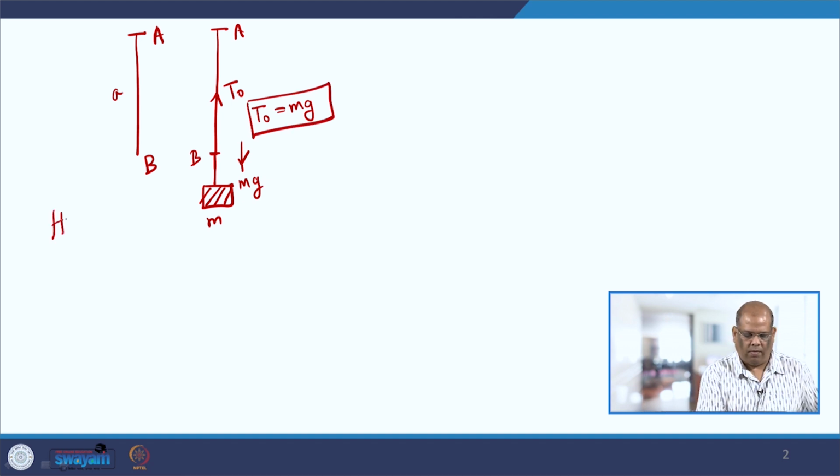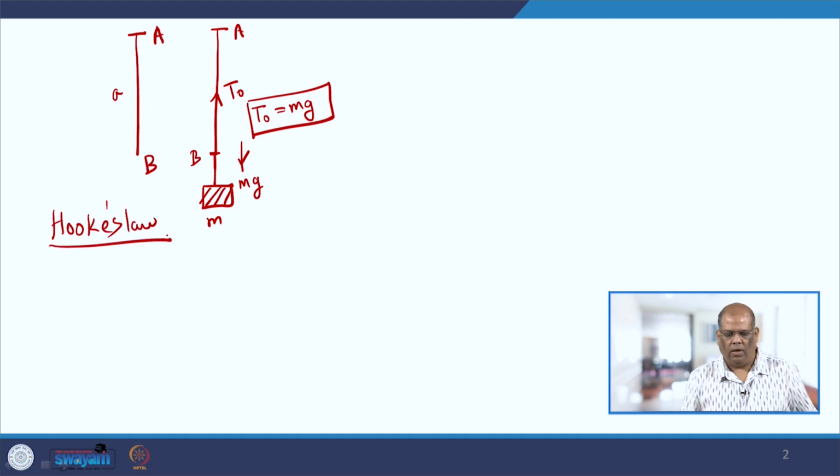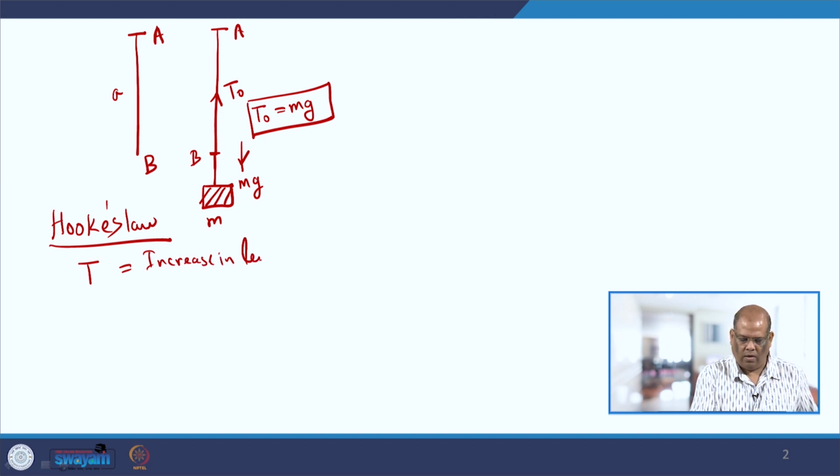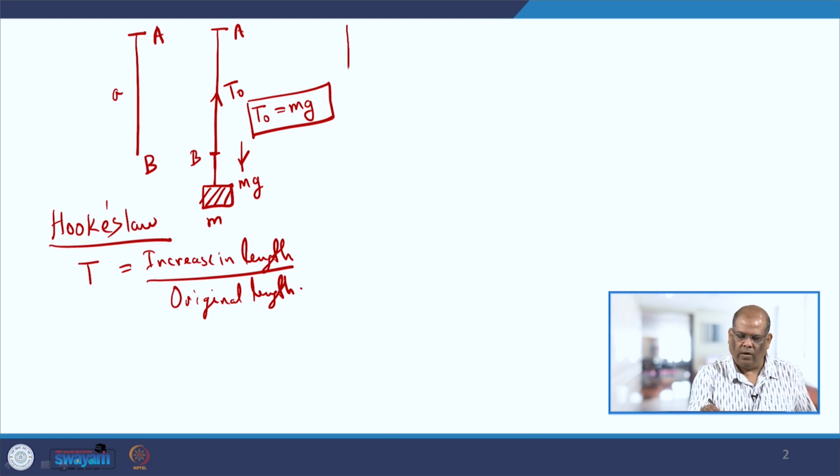Now, there is something called Hooke's law. Hooke's law tells you that the tension in the string will be the increase in length divided by original length. So, if we assume that after you have hung the mass, this length has become b.